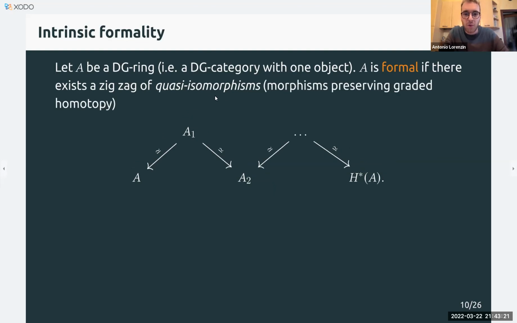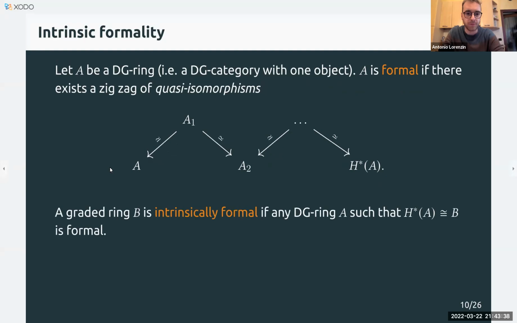What is a quasi-isomorphism? Well, a quasi-isomorphism is a morphism preserving the graded homology. So we are moving from our DG ring to other DG rings, and they all have the same graded homology. So now what we say is that a graded ring B is intrinsically formal if any DG ring A, such that it has as graded homology B, is formal. So the idea is that we can always construct this quasi-isomorphism for every DG ring we are working with.